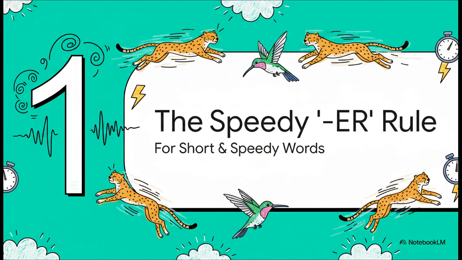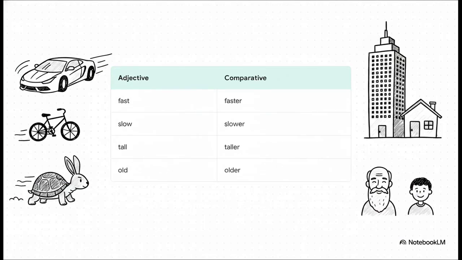So let's jump into our first big rule. I like to call this the speedy rule. This one is perfect for all those short and speedy words, the ones that usually have just one syllable. They're quick to say, and they're super quick to change. And you know what? This rule is just beautiful in its simplicity. For a short word like fast, it just becomes faster.